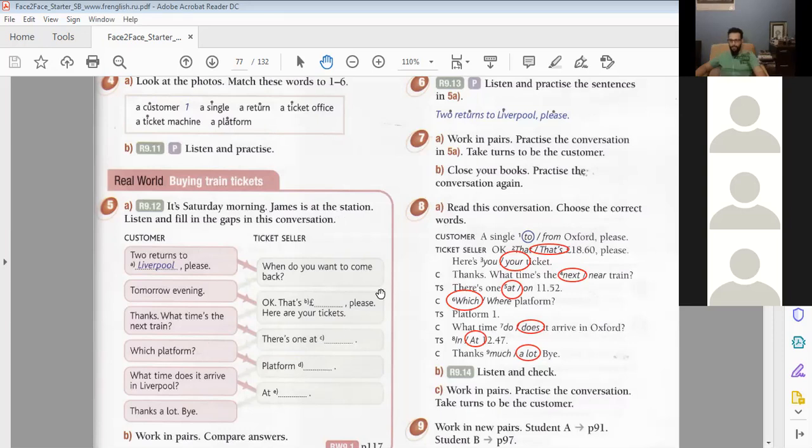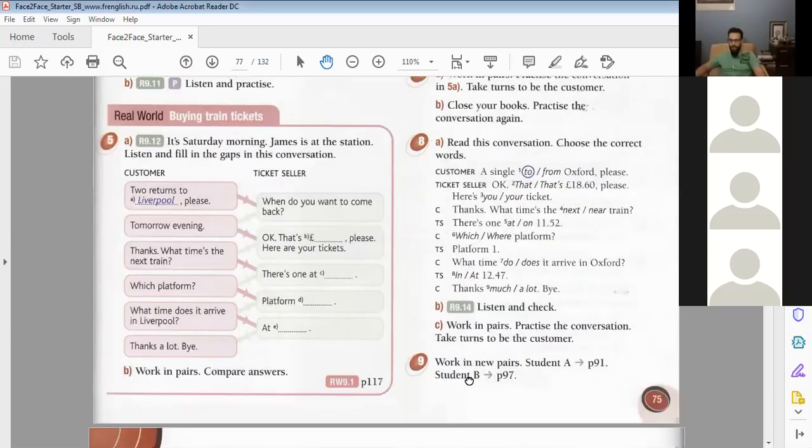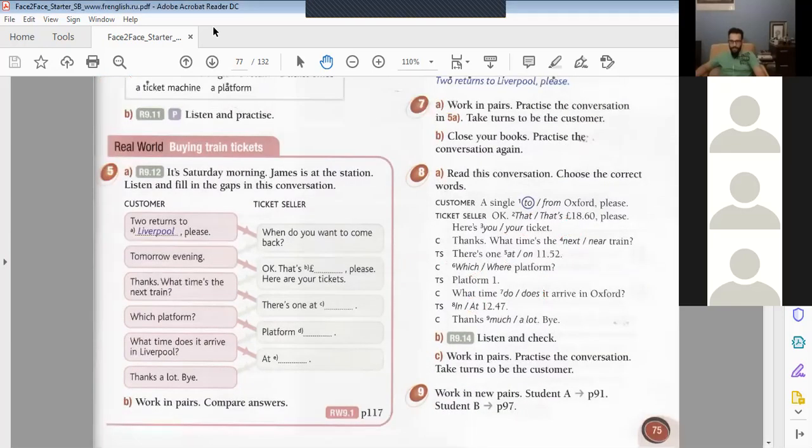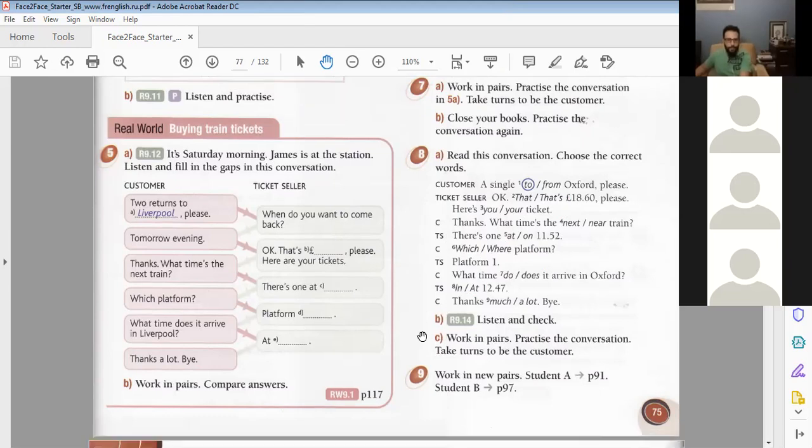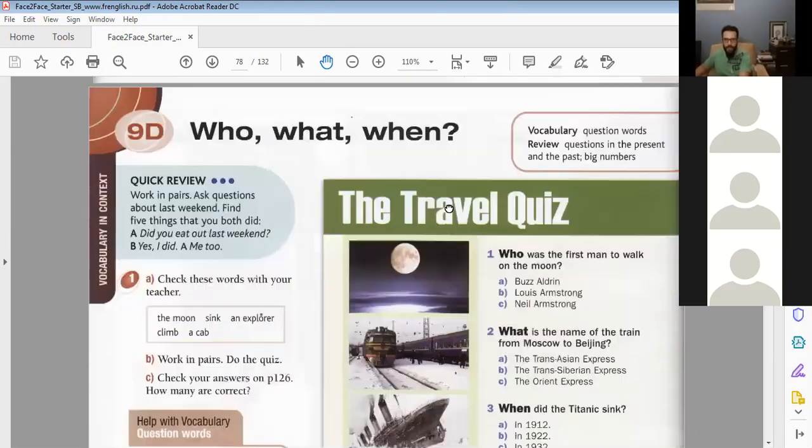Okay, very good. So this is an example of a conversation between a customer and a ticket seller. So in number 9, I think we have an extra exercise. Let's check the extra exercise. Let's check our next topic. Number 10. Who, what, when.